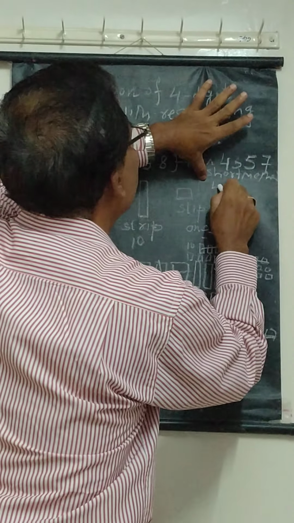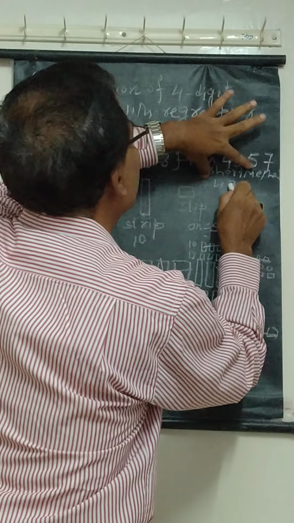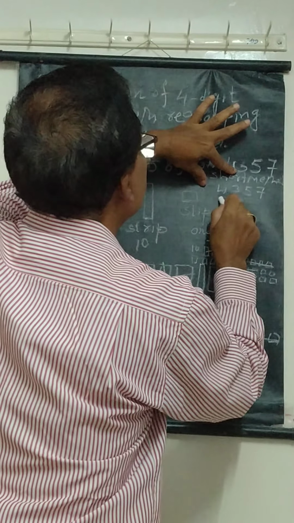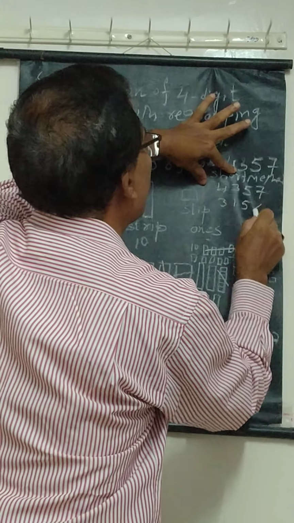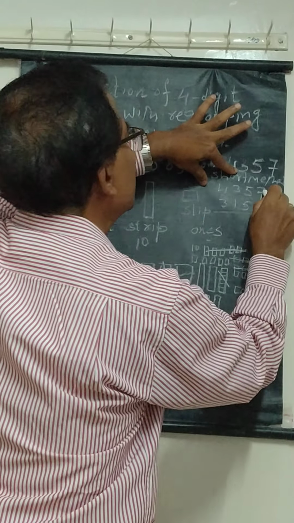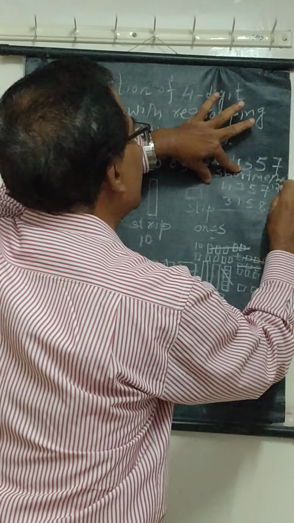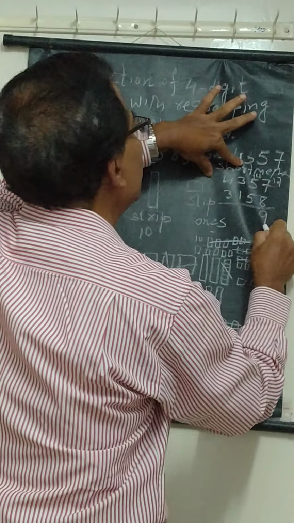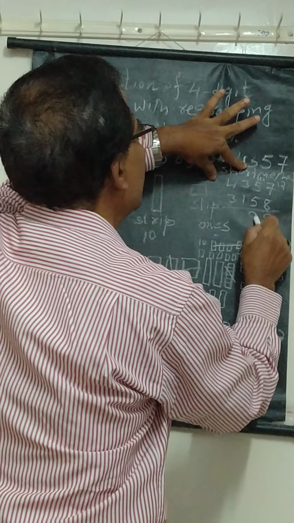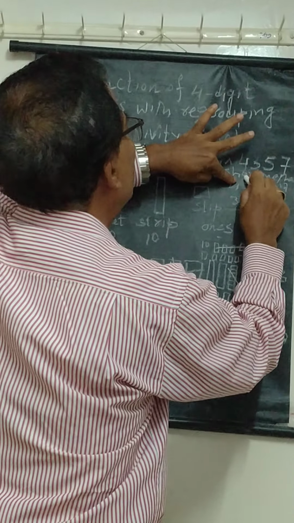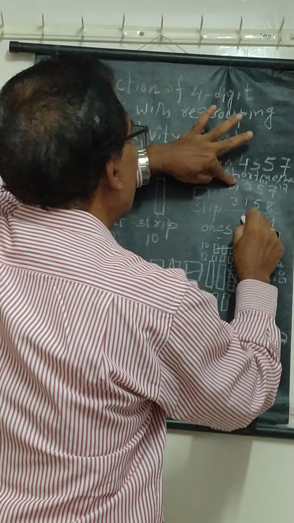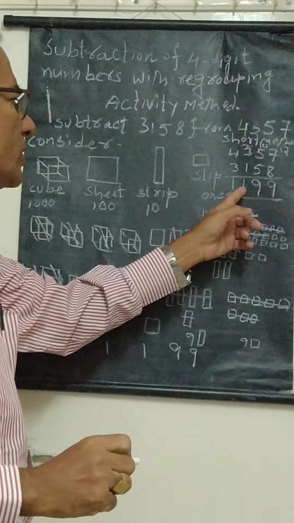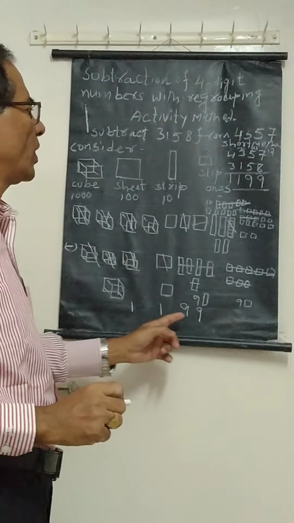Now here you see the short method. 4357 minus 3158. This you have to take as a 17. This will come as a 14. 17 minus 8 is 9. 14 minus 5 is 9. This will come 2. 2 minus 1 is 1. 4 minus 3 is 1. So the answer is 1199.